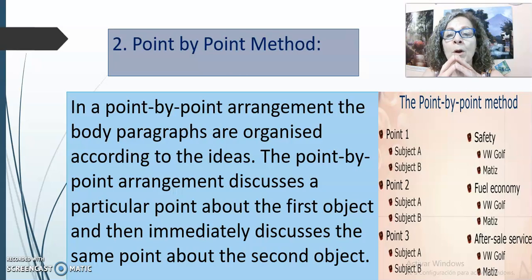The second one is the point-by-point method. In a point-by-point arrangement, the body paragraphs are organized according to the idea. The point-by-point arrangement discusses a particular point about the first object and then immediately discusses the same point about the second object. This is a little bit larger. It could be 7 or 8 paragraphs. It depends on the points you are comparing and contrasting.